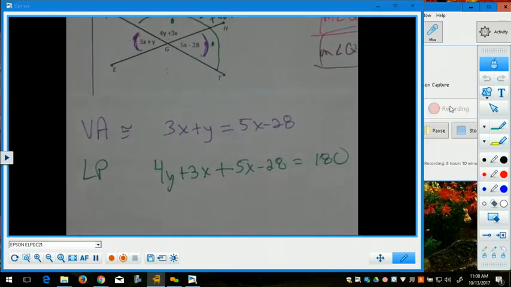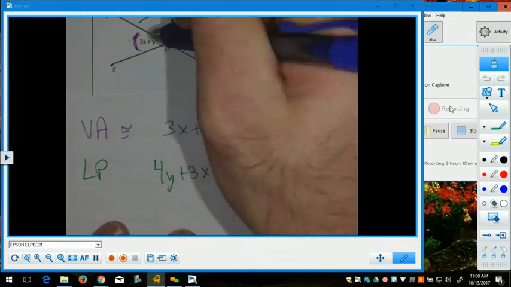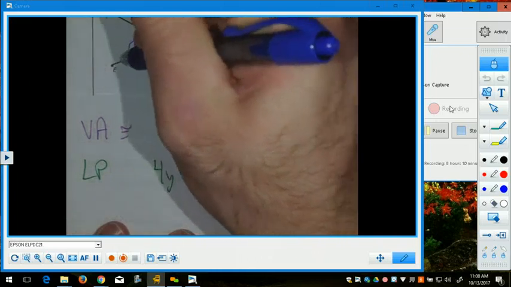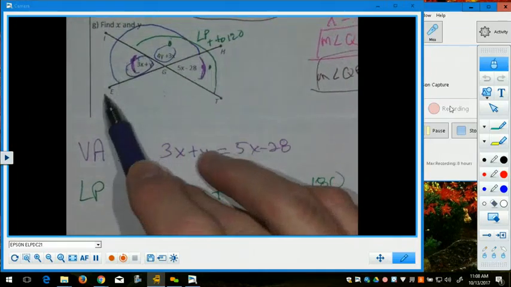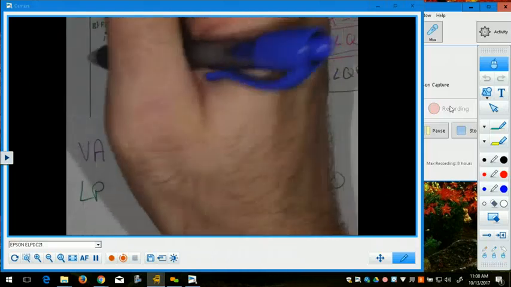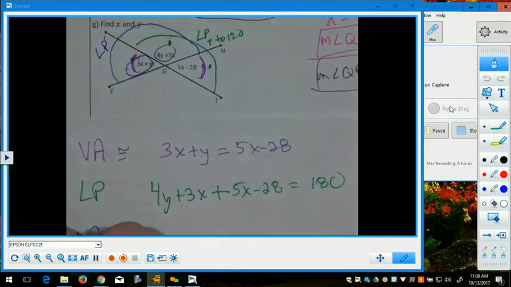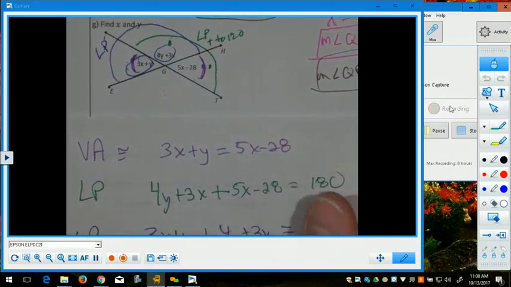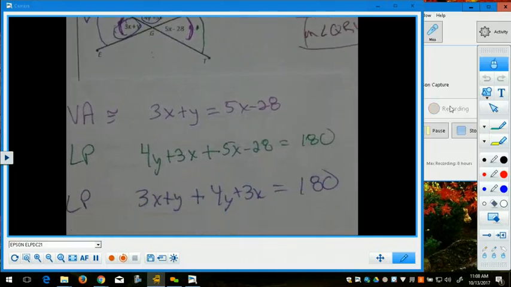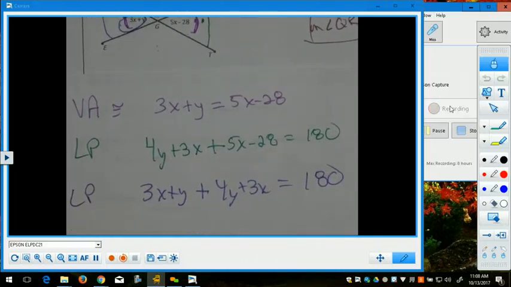Caitlin: 3x plus y plus 4y plus 3x equals 180. So you took these two angles and said, well, those two angles also form a straight angle. They're also a linear pair. And given that linear pair, I could have 3x plus y plus 4y plus 3x equals 180. Do I need all three of these equations to solve? No. How many do I need? Two.